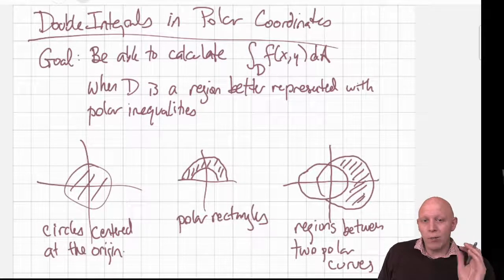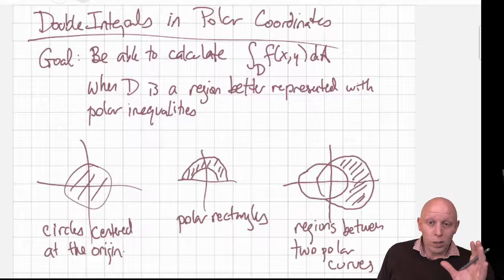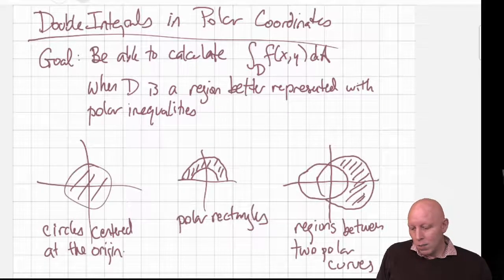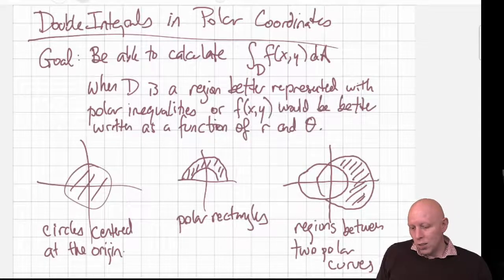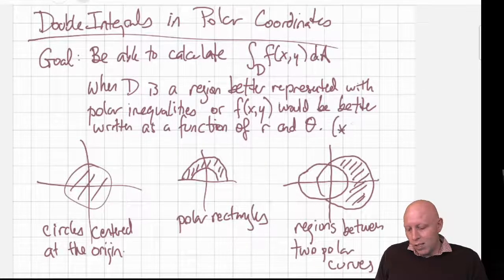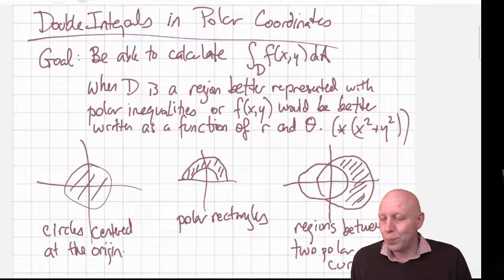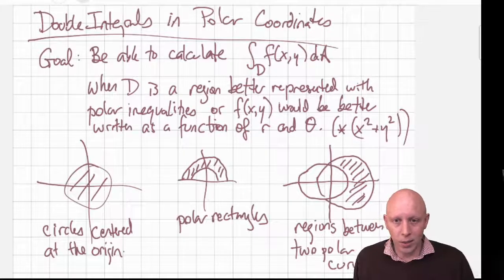The other time that we might be trying to use double integrals over polar coordinates is when this involves functions f of x, y that would be better written as a function of r and theta. We'll see some examples of this later, but one clue is that f of x, y seems to have a lot of x squared plus y squareds in it. And having x squared plus y squared, we know, is the same as having an r squared. So that may end up helping us simplify our calculations.